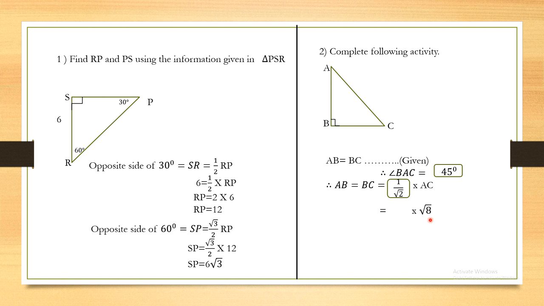They have given AC equal to root 8. This is a value they have given. So here we have to write again 1 upon root 2 into root 8. So by factorization of 8, 4 into 2, taking out the square root of 4 as 2, we get 2 root 2, and here 1 upon root 2, so we get 2. Okay, that means AB equal to BC equal to 2. This is one activity.